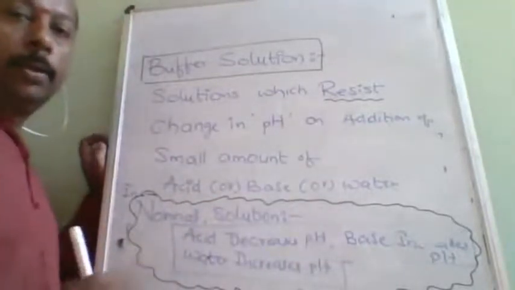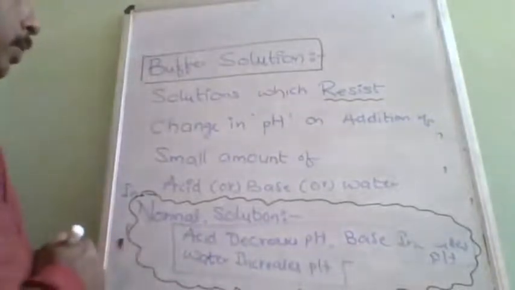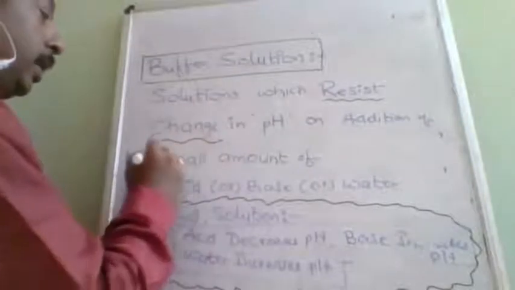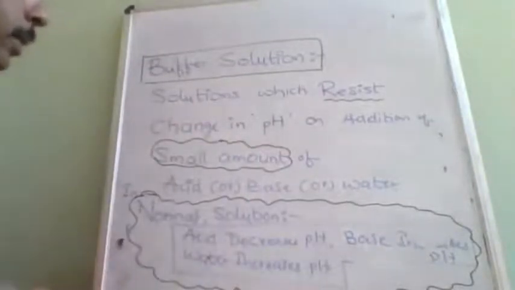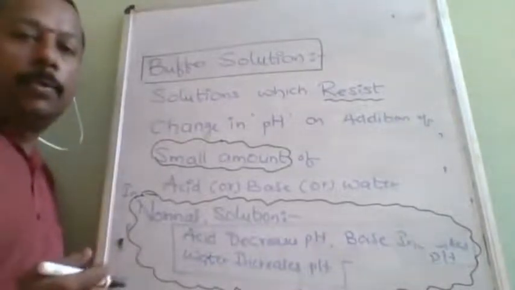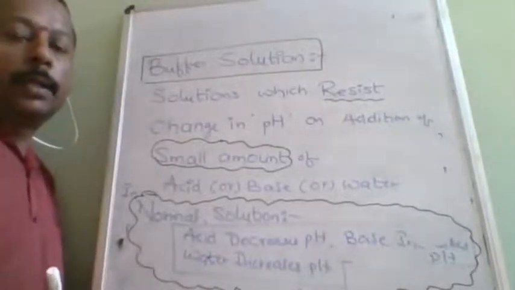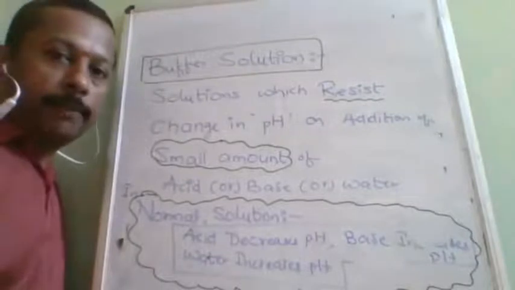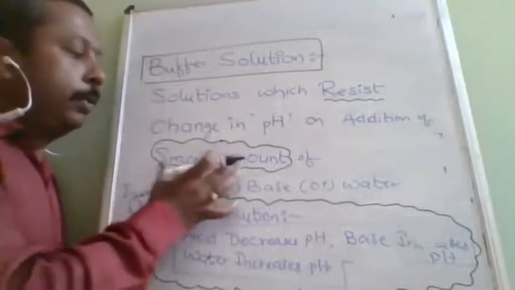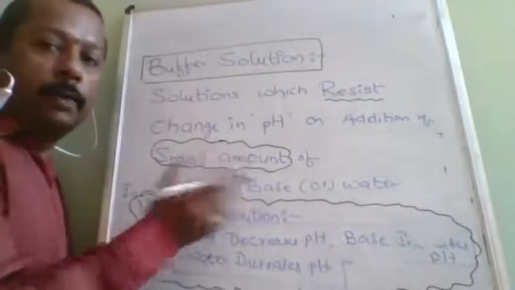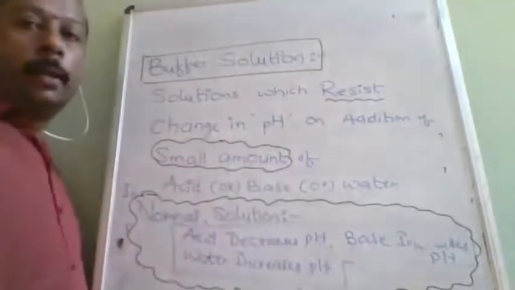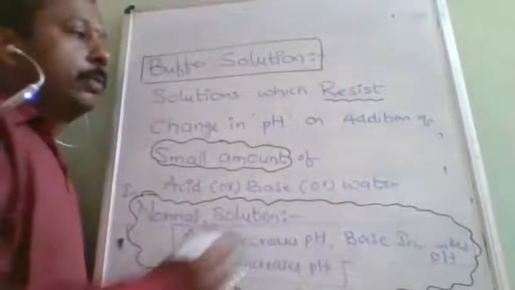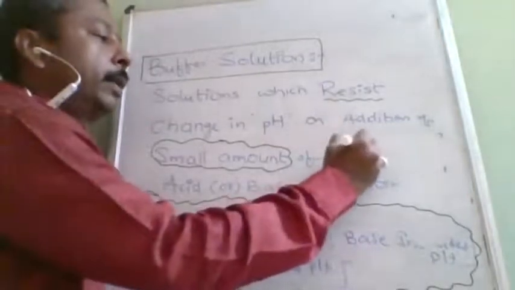I don't think the definition is unclear now. Now there is one more word. I made you understand "resist change"; there is one more word you should keep in mind, which is "small amount". Up to what amount it can resist, that capacity will be different for different solutions. The higher the amount to which it can resist, the higher will be something. That something is called buffer capacity.